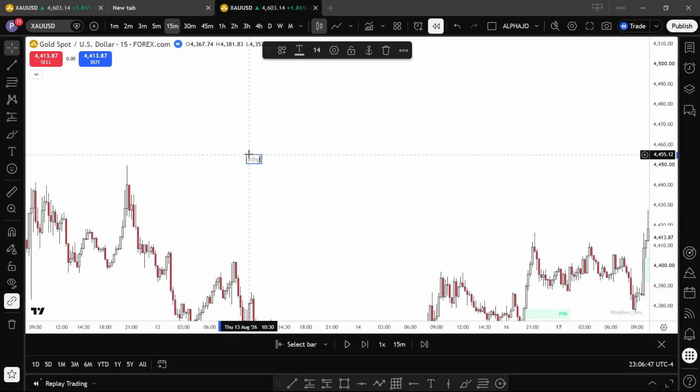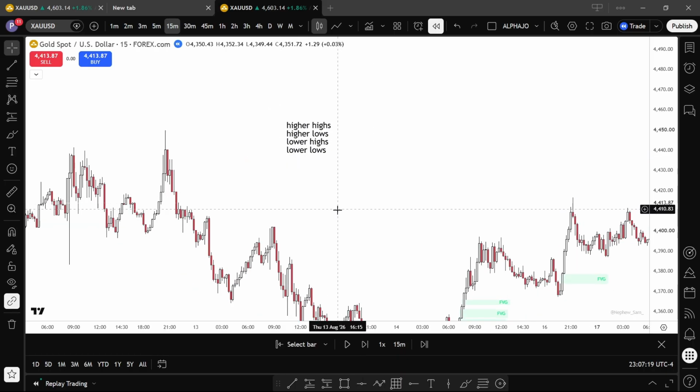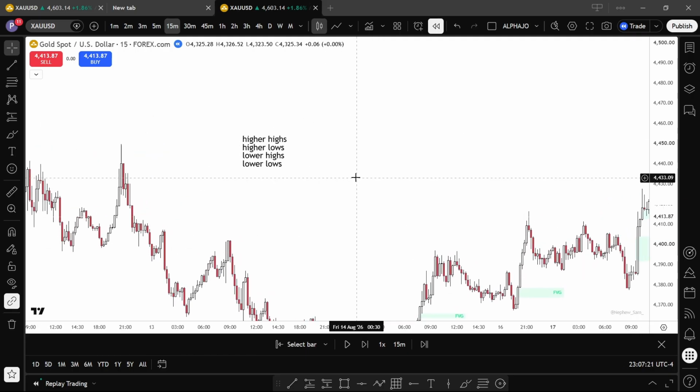We have the higher highs. I'll make it a bit big so that everyone can see it clearly. So you have higher highs, higher lows, lower highs, and lower lows. So these are the four main types of price movements that we will be dealing with, right? So let's talk about the higher highs and the higher lows.